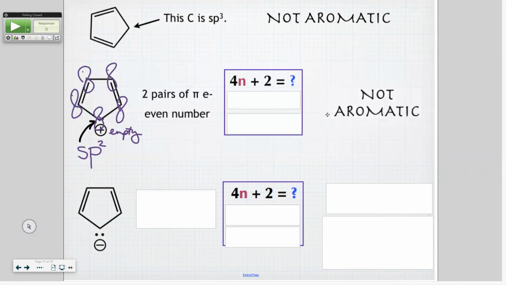Okay. All right. If you do, what is the 4n plus 2? There's a name for that.